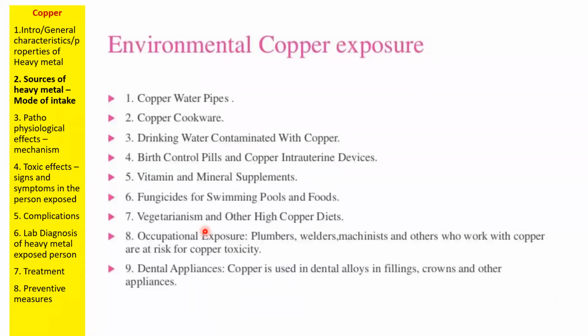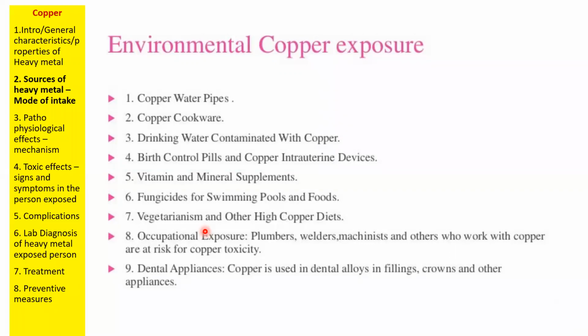Environmental exposure to copper: how do we get exposed to copper toxicity? Copper toxicity can occur due to usage of copper coated water pipes, copper cookware, drinking water contaminated with copper, and birth control pills. Birth control pills also contain copper. Somehow we are very evil, using heavy metals to prevent pregnancy. See, we are so smart. Also vitamin and mineral supplementation, fungicides, all these things. In the next class, we can continue with copper toxicity.